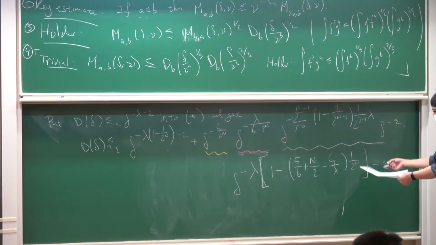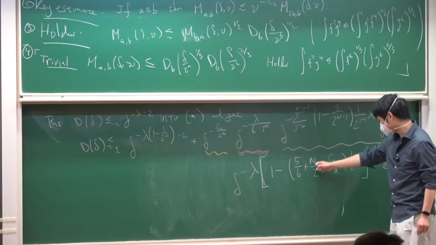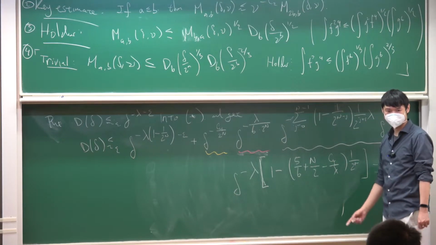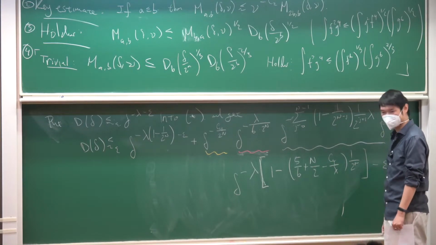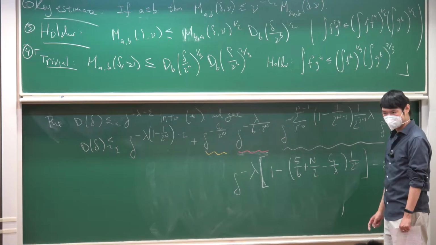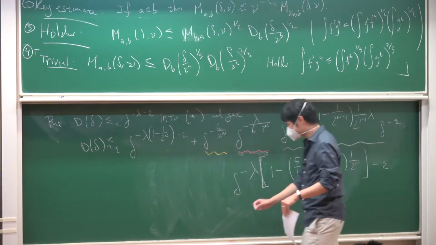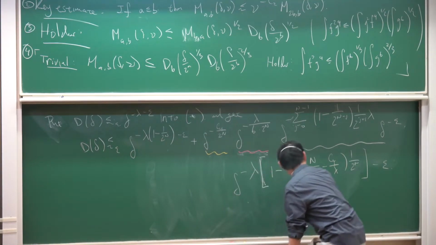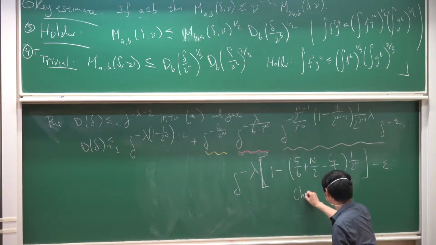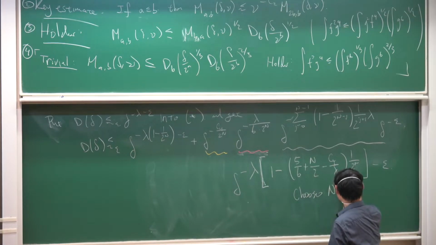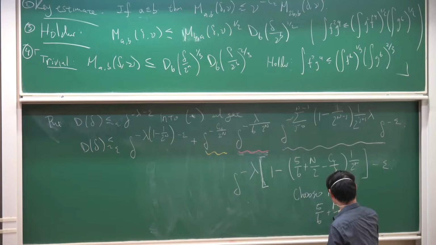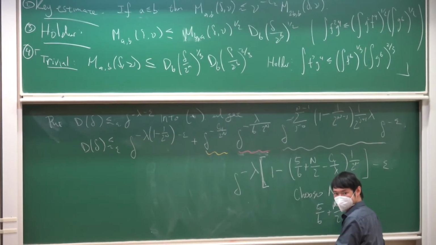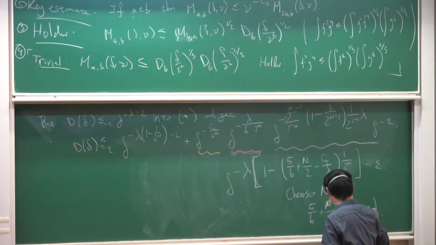It's just, you do the algebra and you get this. Okay, and n is a number we can choose, right? n is a number that we're free to choose to be whatever we want. Okay, so we're going to choose n such that 5/6 plus n/2 minus C4 over lambda is at least 1.